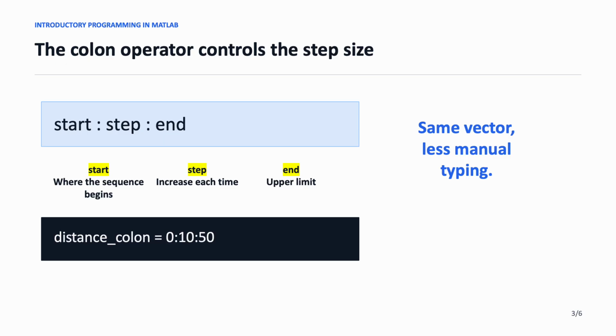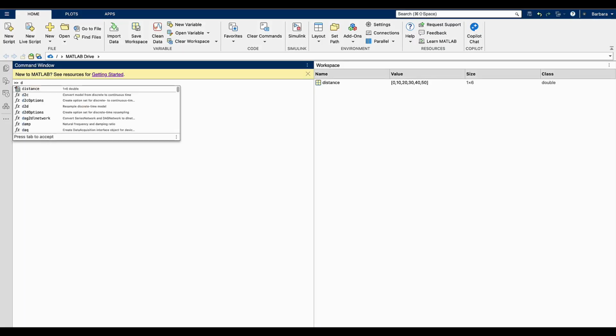One of those ways is the colon operator. The start value tells MATLAB where our sequence begins. The step tells MATLAB how much to increase from one value to the next, and the end value defines the upper limit of our sequence. In this example, we want to represent distance values. So we create a sequence that starts at 0, increases by 10 each time, and continues up to an upper limit of 50. Let's see how this works in MATLAB.